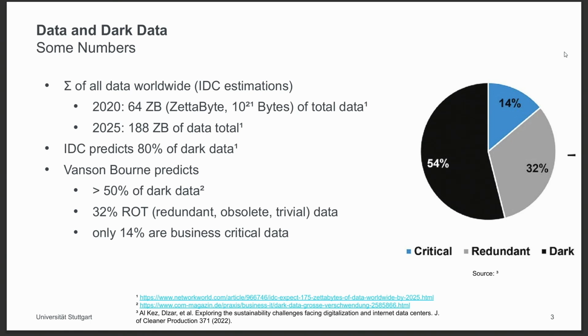Bjorn has also some numbers on it. They say that more than 50% of data are dark, and over 30% of the data is redundant, obsolete, or trivial, or what they call rot data. And just 14% are business critical data that really can be used for a good purpose or for some purpose. Okay, these are now pure numbers.